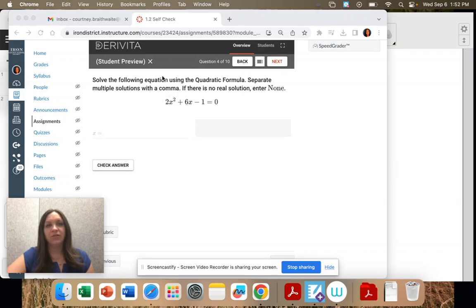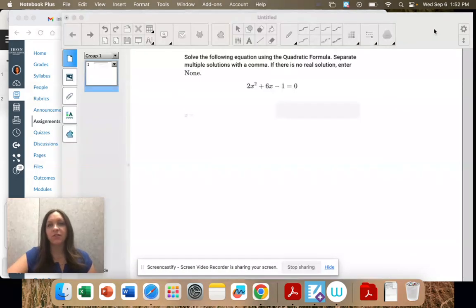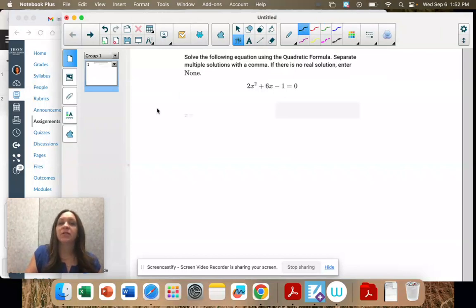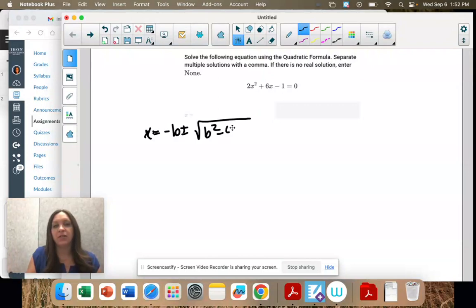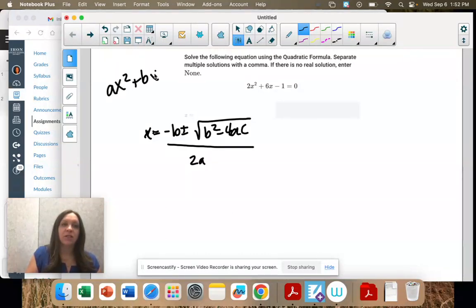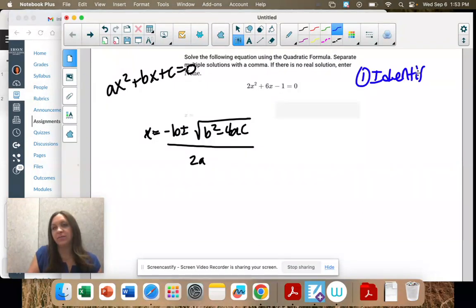Okay, number 4. Solve using the quadratic formula. So quadratic formula, negative b plus or minus the square root of b squared minus 4ac all over 2a. So first, look at standard form and identify a, b, and c. And then we're going to substitute those into the quadratic formula.